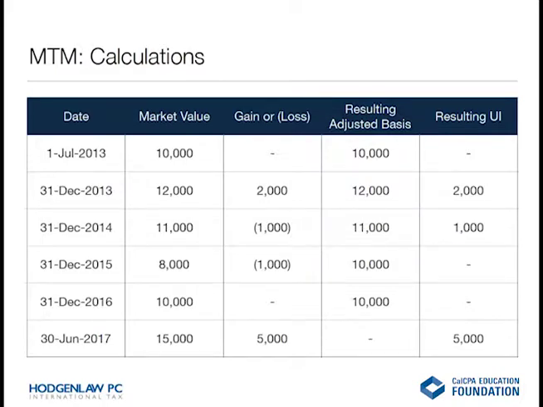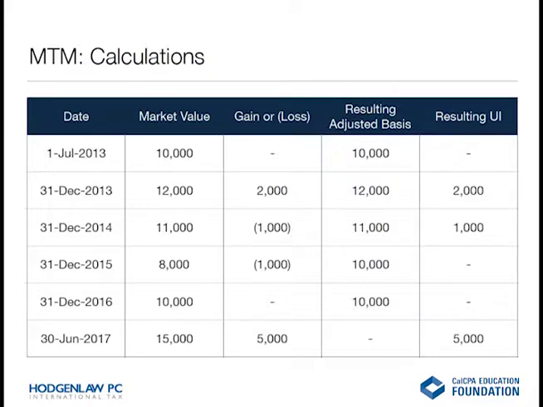So July 1st, 2013, market value $10,000, that's your purchase price. And when you purchase it for $10,000, you get a basis of $10,000. At the end of the year, its market value has gone up to $12,000, so you have a $2,000 gain. You recognize that $2,000 gain, giving you an adjusted basis of $12,000. Because you recognized a gain of $2,000, that means your unreversed inclusion also goes up by $2,000. So you now have $2,000 of unreversed inclusions that you can potentially use as losses in the future.